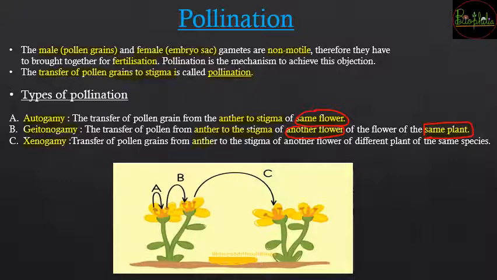Third type of pollination is xenogamy. In xenogamy there is a transfer from anther to stigma, but in this case the transfer is from a flower to a different plant of the same species.